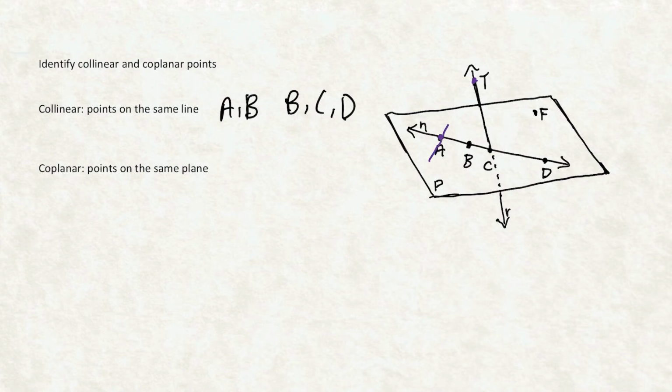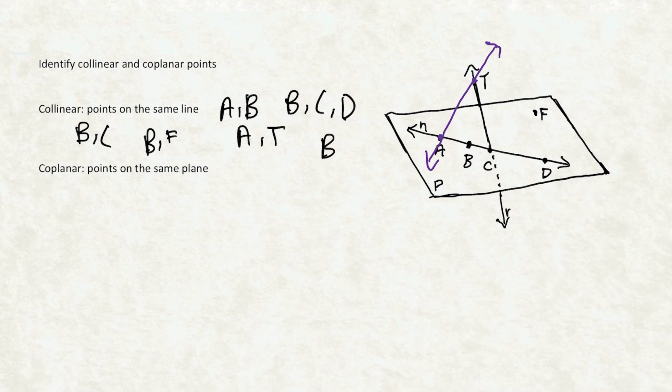Like, for example, I will draw in a line between A and T. Now that I've drawn this line, you can see that A and T can be on one line, and thus they can be collinear. So you can add A and T to the list. There are lots of other variations to this, such as B and C, and B and F, or B, A, D. There's a whole lot of variations.